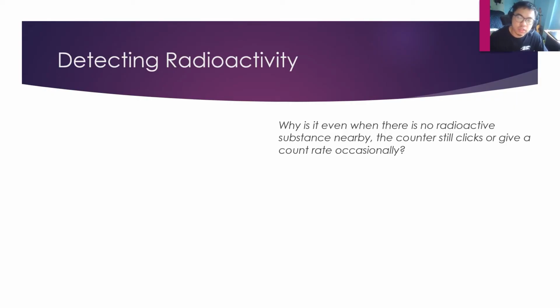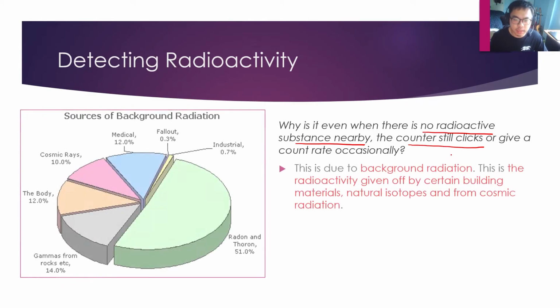Now, when you are using the GM tube, you will notice that even when there are no radioactive substances nearby, when the GM tube is turned on but you are not measuring anything, the counter still clicks or it's still producing a beeping sound, indicating that it has detected radiation even though there's no radioactive substances around it. So why does this happen? This happens because of something that's called background radiation.